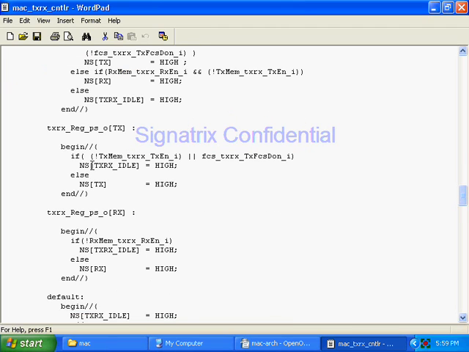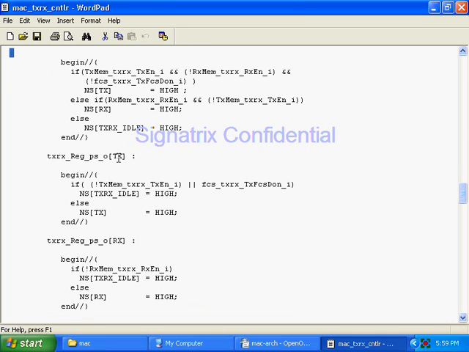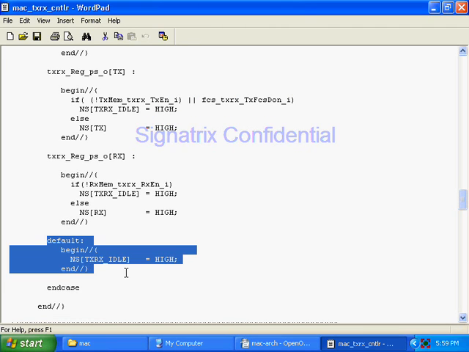Okay, so totally I have used 3 states here, so 3 bits are enough. 0 0 1 means TX idle, 0 1 0 means TX, 1 0 0 means RX. I have mentioned the default condition also.